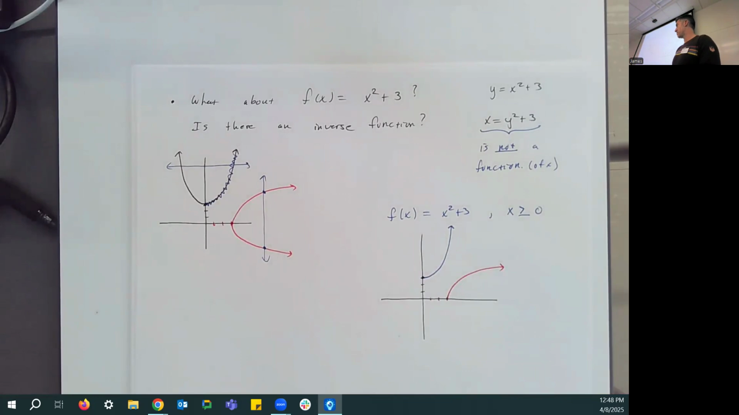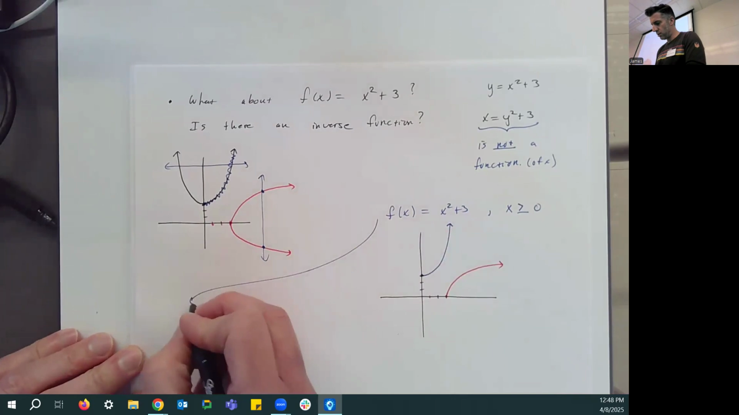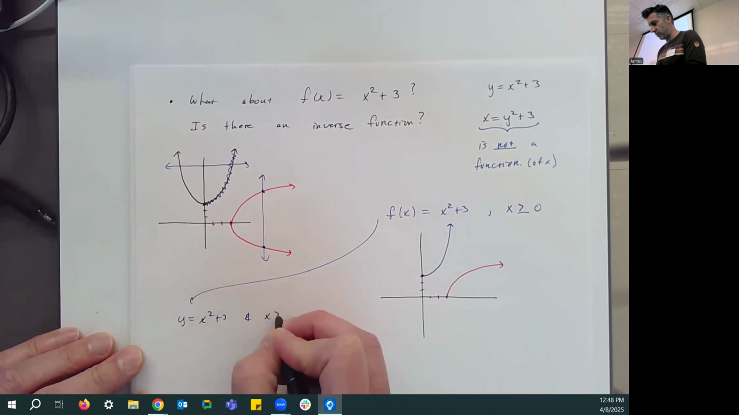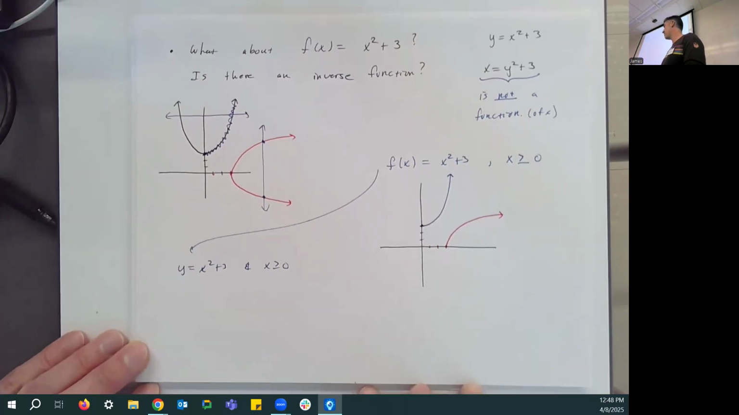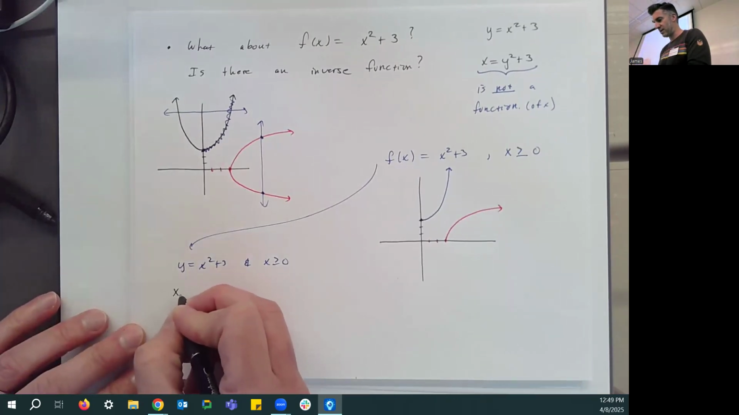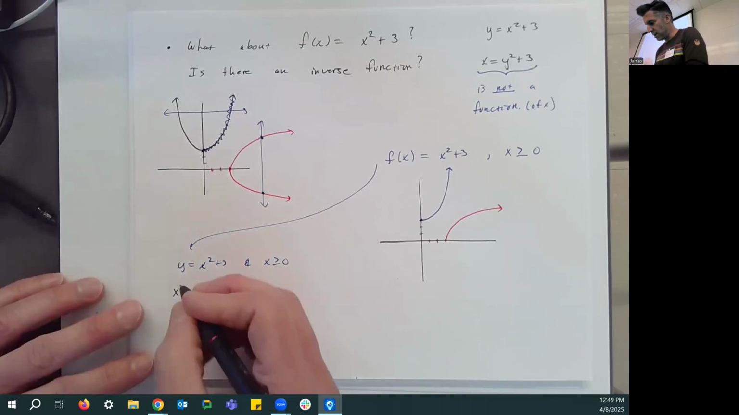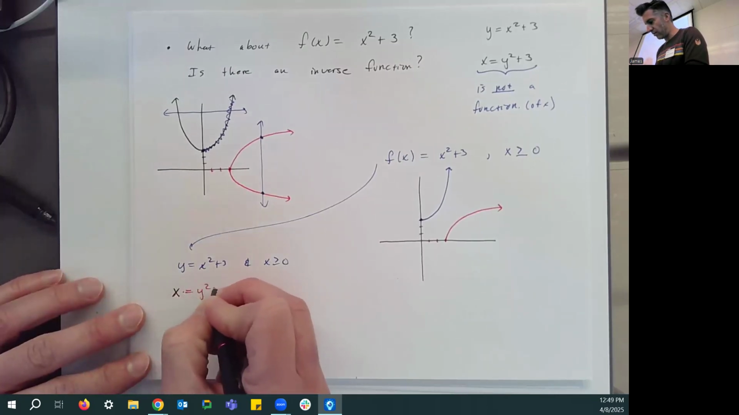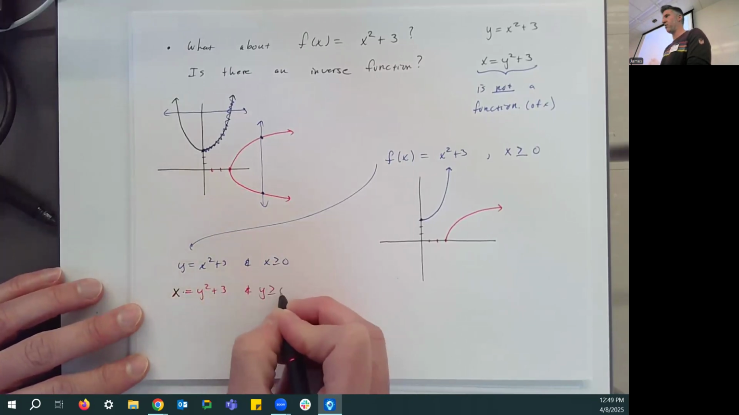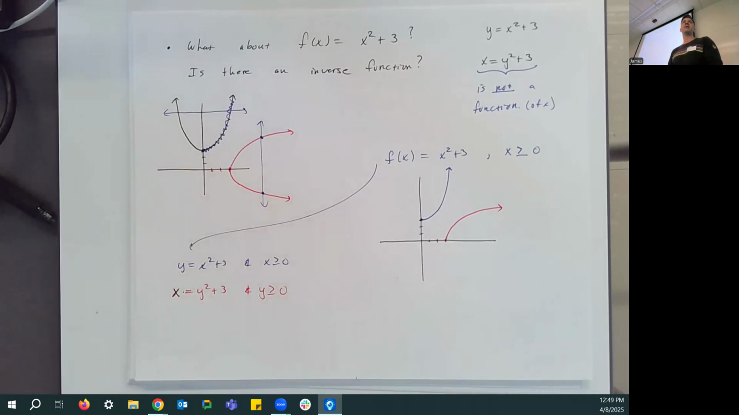Here's how we're going to find the inverse. And this, I feel like this is where things get kind of weird. So we're going to start with y equals x squared plus 3. And we're going to remember that x has to be greater than or equal to 0. And now when we find the inverse, we're going to interchange all the x's and y's. So my inverse is going to be x equal to y squared plus 3, and we're restricted to y being greater than or equal to 0. I meant all the x's and y's.